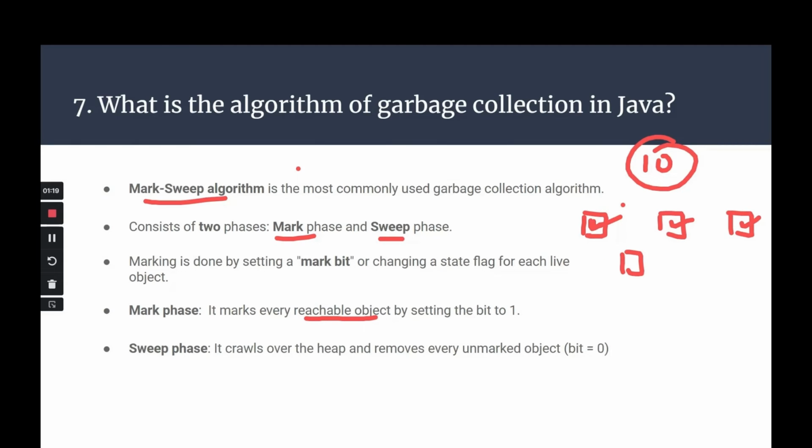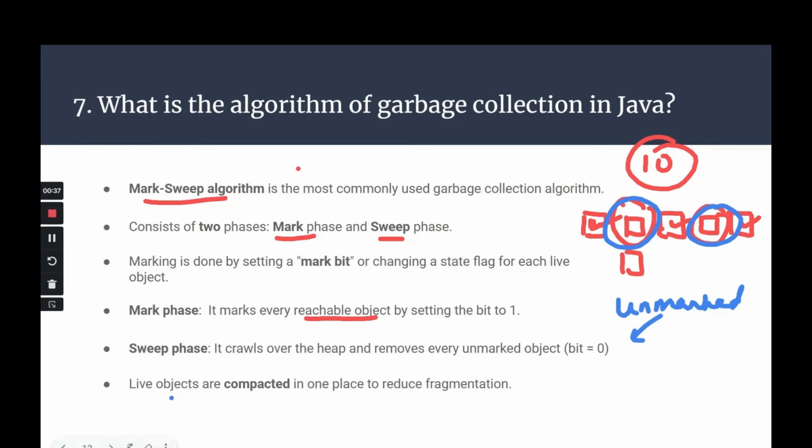Now the sweep phase happens. Once the marking is done, the sweep phase happens. What happens in this? I have marked 3 objects, but I also have objects which are unmarked. So I'll crawl over and remove the unmarked objects. The ones which are marked are identified as live or active objects, and I'm not going to touch them. In the sweep phase, I'm only concerned about my unmarked objects. These are my unmarked objects, so they will be swept off. That is why the name is sweep. It is just going to remove it, wipe it off.